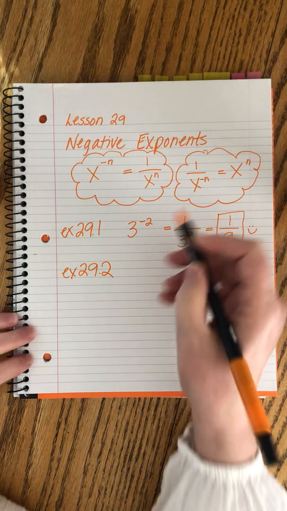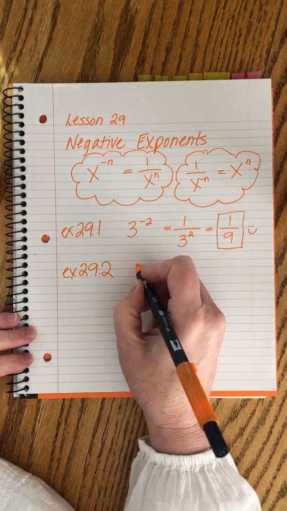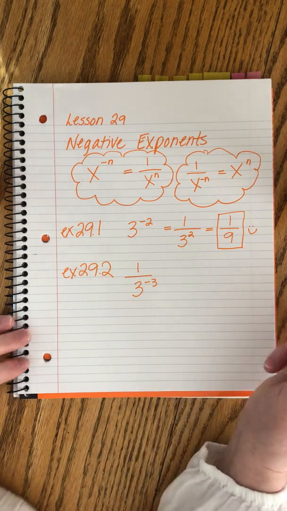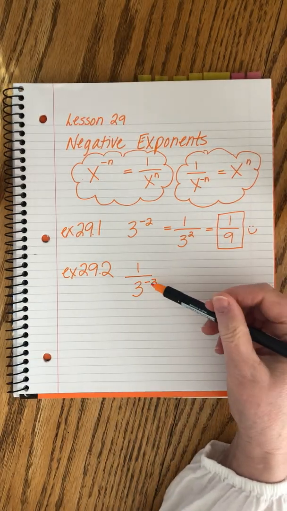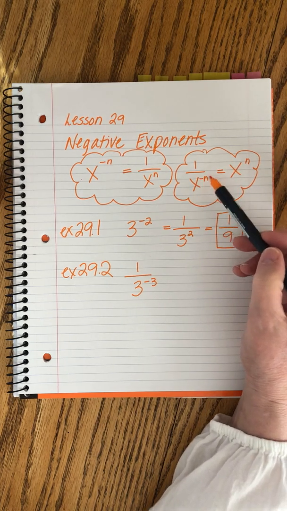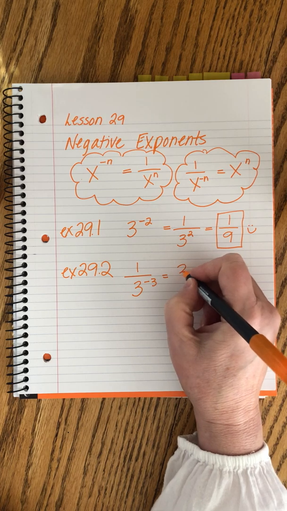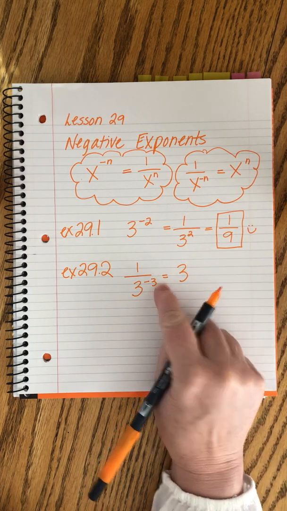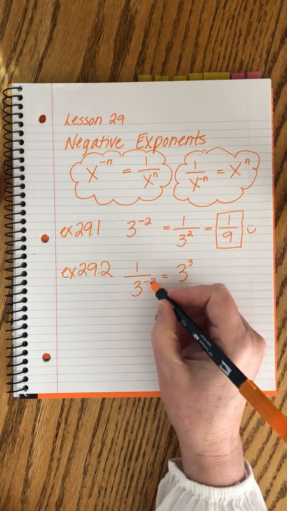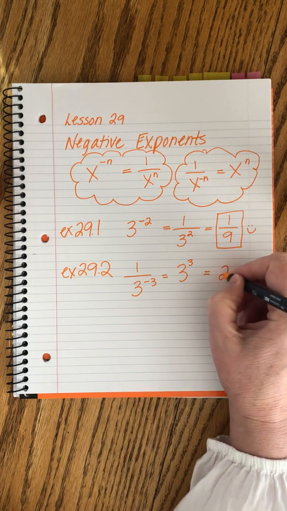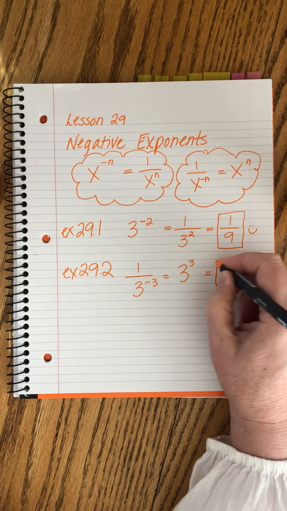This one is this style: 1 over 3 to the minus 3. Okay, so we see the trapeze works in the same way. If it's in the bottom, then we flip up to the top. So this becomes 3, the base stays the same, the exponent stays the same. We just burn off the minus sign as we flip it. 3 cubed is 27, so that's the final answer there.